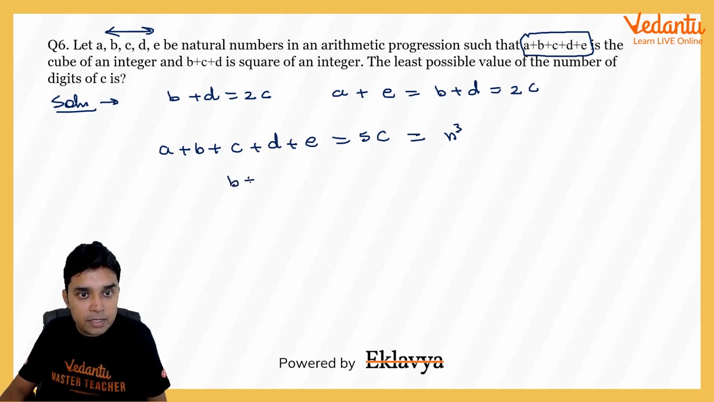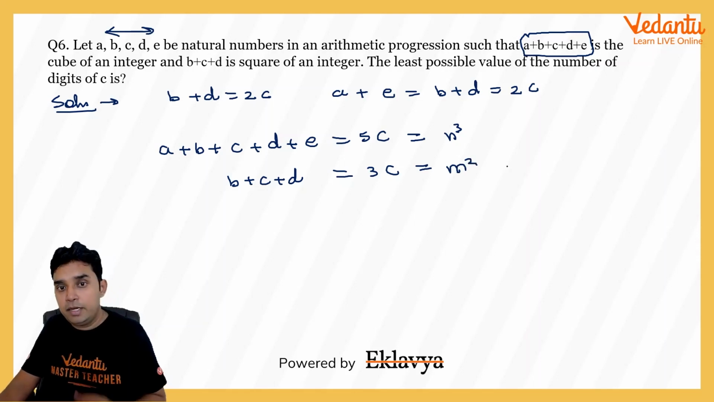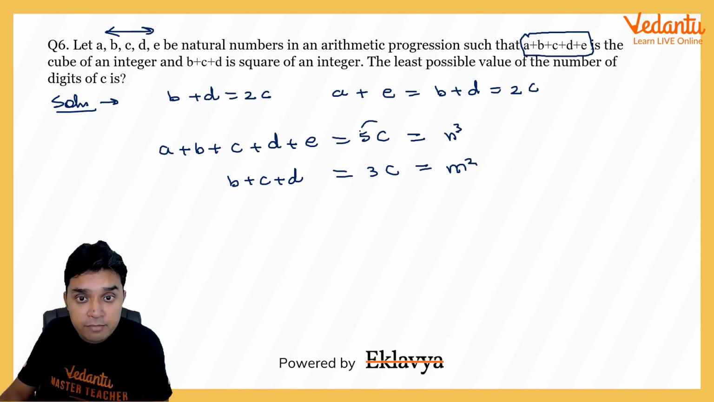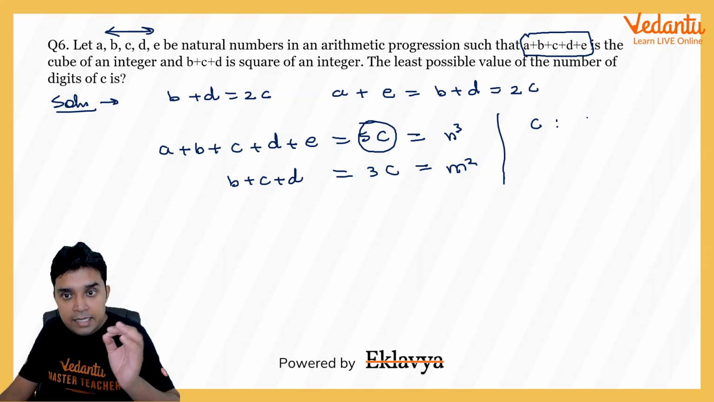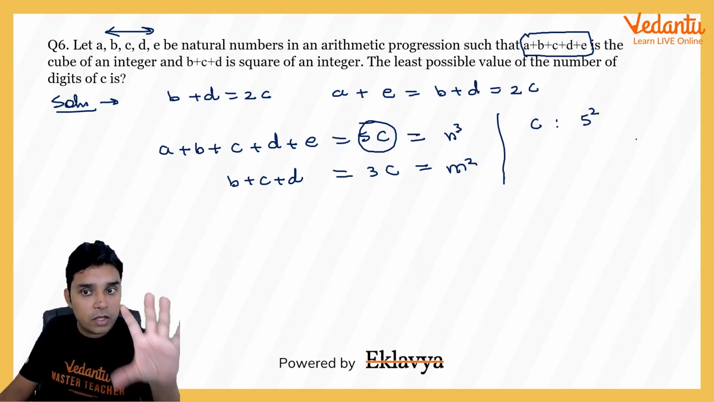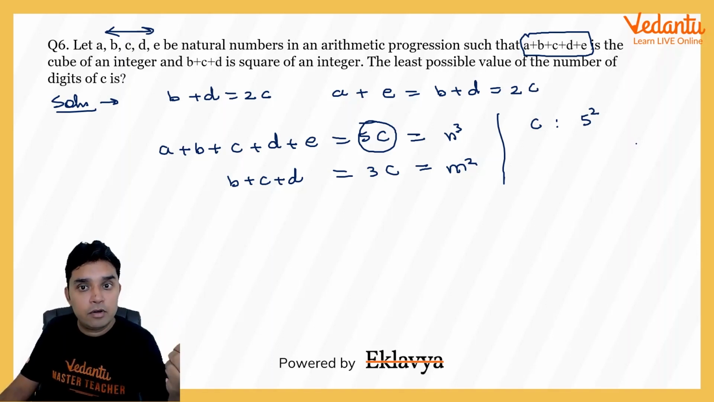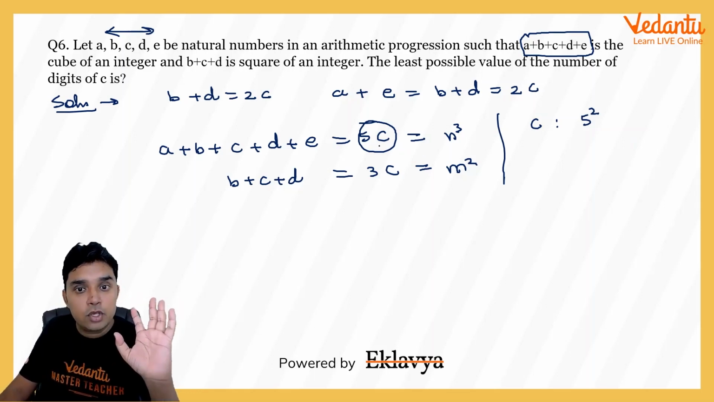Similarly, if I take B plus C plus D, then it will be equal to 3C, because B plus D is 2C, and it should be equal to m square, the square of some integer. Now please see, if 5C is a perfect cube, then your C must have at least 5 square in it. Otherwise, it cannot become a perfect cube. It may have a higher power of 5 also, but at least 5 square should be there in C. Then only it will become a cube.